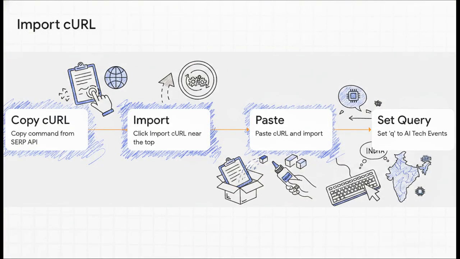So the big question is, how do we get all these parameters into n8n efficiently? We're going to use a fantastic shortcut called a curl command. Step 1, head over to your SERP API dashboard, select the Google Events API, scroll down just a bit, and copy that entire curl command they provide. Step 2, jump right back to your n8n HTTP request node and look near the top of the settings for a button labeled Import Curl. Step 3, literally just paste what you copied and hit import. Boom! n8n automatically populates all of those parameters for you. It's a lifesaver. Finally, step 4, just tweak the Q parameter to whatever you want. For the sake of this explainer, let's set it to AI Tech Events in India.